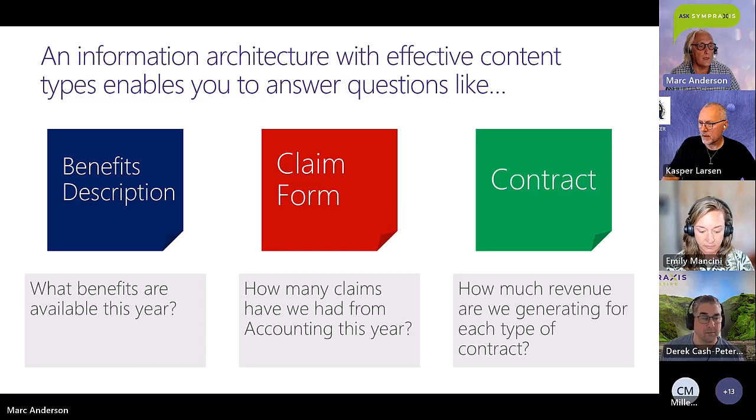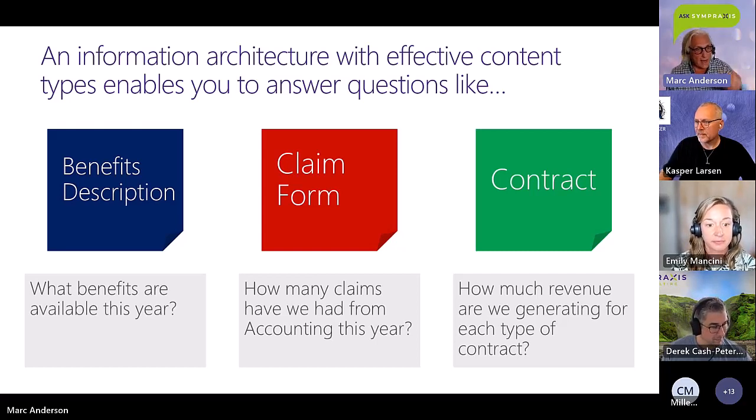So an effective information architecture lets you answer questions like we have on this slide. If people come to you and ask things like what benefits are available this year, well, that's sort of a hint for a user story that you want to fulfill, right? You want to be able to let them answer that question for themselves by having a view of the content that is going to help them see that set of content. How many claims have we had from accounting this year? Well, if you have a claim form and a document library with just documents in it, there's no metadata to work with. So you can't answer a question like this. These kinds of questions are what lead us to good user stories, which also leads us to good information architecture to help answer those things.